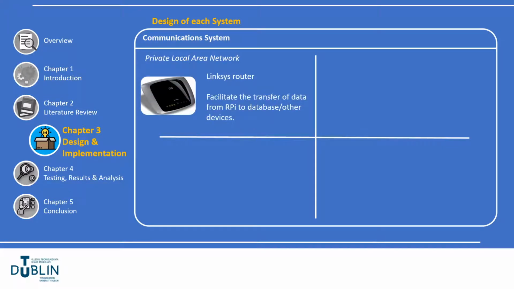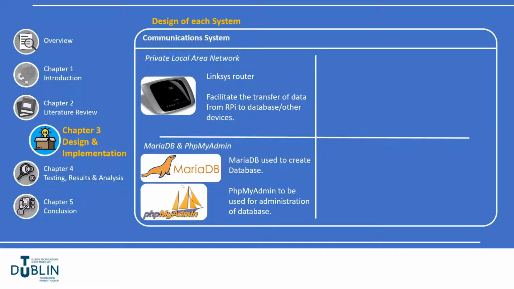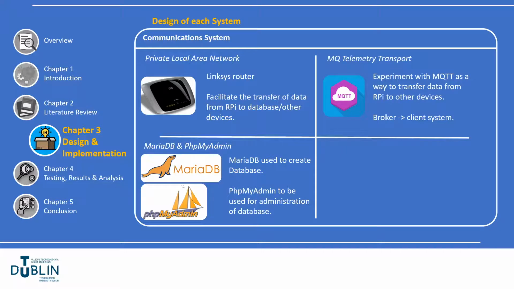Private local area network. It was decided that a private local area network should be set up to facilitate the transfer of data from the Raspberry Pi to the database or other devices. MariaDB and PHPMyAdmin. After some research, it was decided that MariaDB would be used to create the database and PHPMyAdmin would be used for the administration of that database. MQ telemetry transport. MQTT was experimented with as a way of transferring data from the Raspberry Pi to other devices. MQTT is a broker and client communication system. Node-RED. Finally, it was decided that Node-RED would be experimented with as a way of displaying the data in the database.